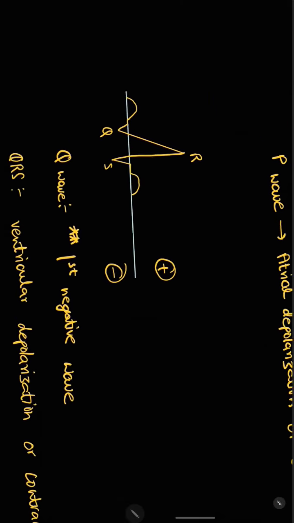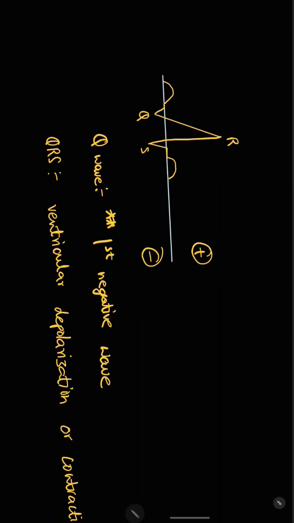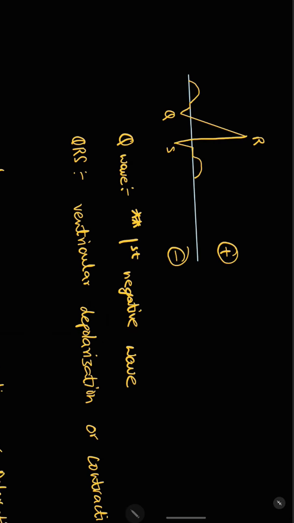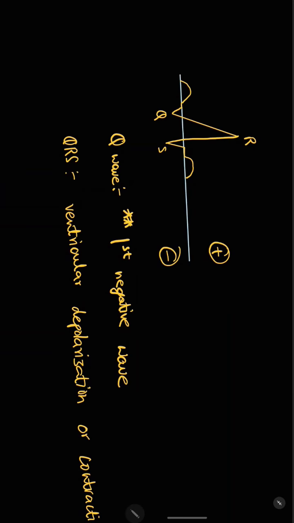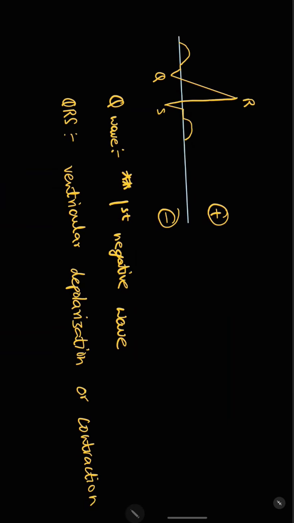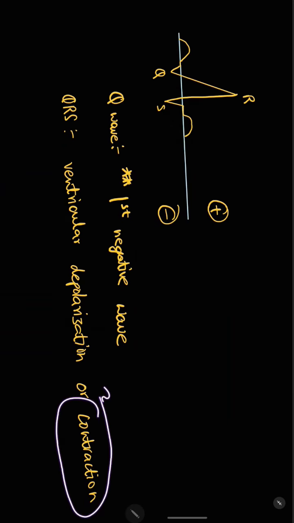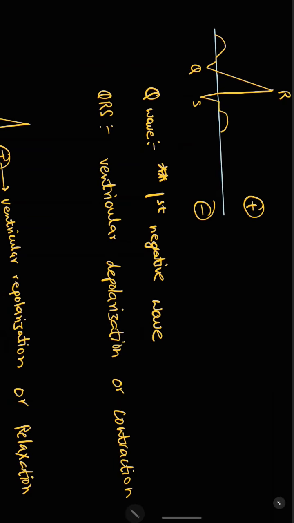Okay, and then we have got the QRS complex, the tallest wave in an ECG. If you look carefully, the Q is the first negative wave. We have got the isoelectric line here, and whatever comes below this isoelectric line is negative charge. So our Q wave is the first negative wave. Okay, I have mentioned it here. The QRS complex basically indicates ventricular depolarization, or contraction of the ventricles. Okay, I hope this much is clear.